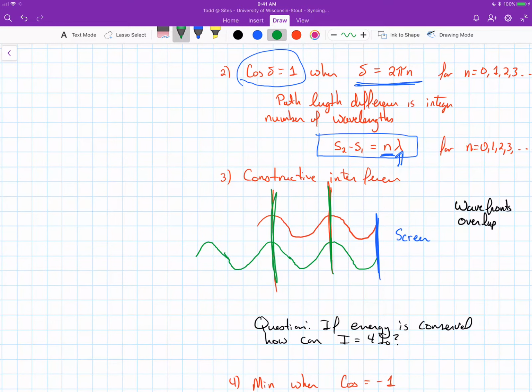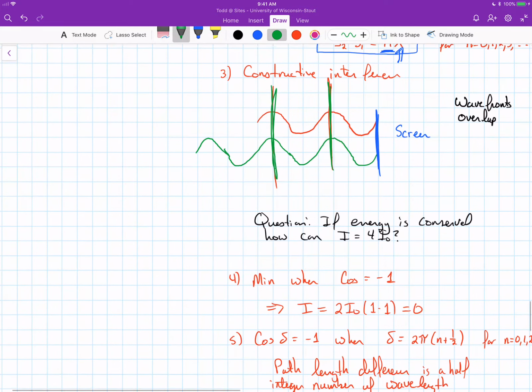Now, one question you might want to ask yourself at this point is, if energy is really conserved, how in the world can the irradiance be 4 times the irradiance? We only have 2 beams here. How are we getting 4 times the brightness that we would under normal circumstances?